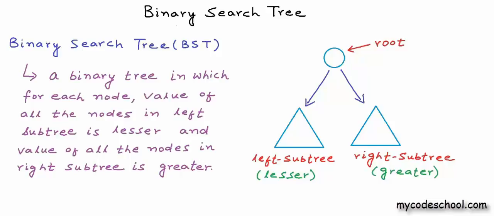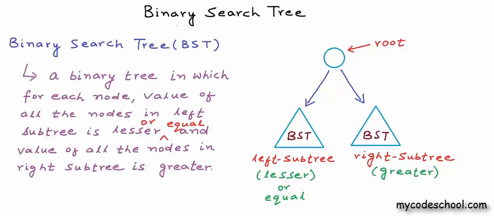We can call one of the children left child. If we look at the tree as a recursive structure, left child will be the root of left subtree, and similarly right child will be the root of right subtree. Now for a binary tree to be called binary search tree, value of all the nodes in left subtree must be lesser, or we can say lesser or equal to handle duplicates, and the value of all the nodes in right subtree must be greater, and this must be true for all the nodes. So in this recursive structure, both left and right subtrees must also be binary search trees.